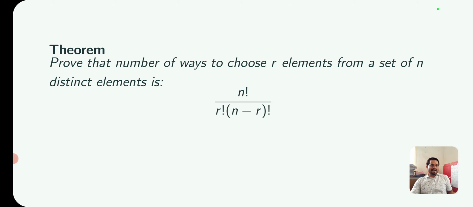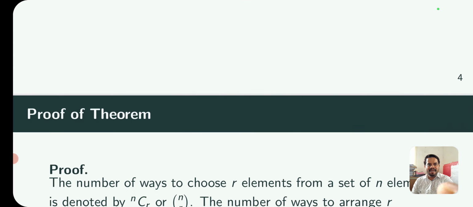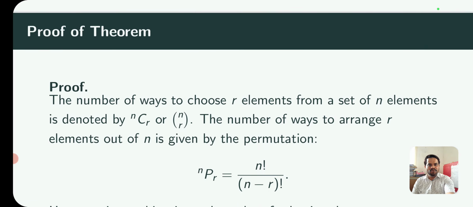You just have to apply the definition of the combination. You know the number of ways to choose r elements from a set of n elements is denoted by nCr. The number of ways to arrange these r elements out of n elements, by the definition of a permutation, can be written as nPr is equal to n factorial divided by (n minus r) factorial. So this is the definition.